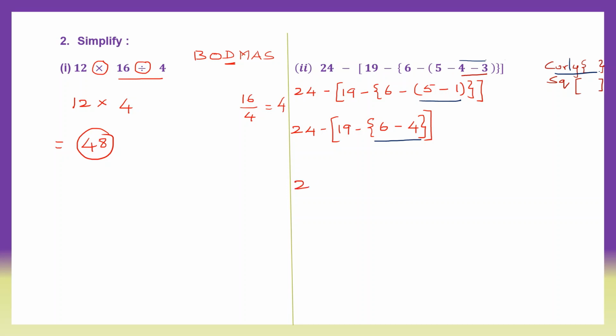So 24 minus square bracket 19 minus, now 6 minus 4 is 2. It's plus 2. Before the bracket we have a minus, so it's minus 2. So the curly brackets are removed. Now we have only the square bracket. So 19 minus 2 is 17. So how much is 24 minus 17? So borrow, 14 minus 7 is 7. So what do we have? We have our answer as 7.